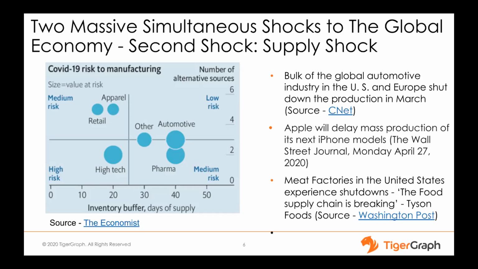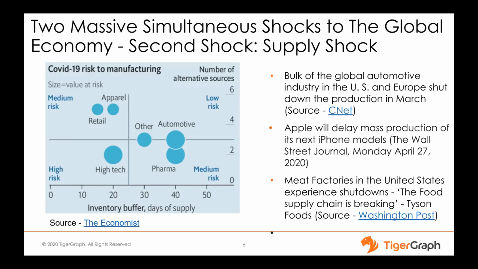Apple is one of the best-run supply chains in the world. They plan for all contingencies. At least they try to. The Wall Street Journal reported just a couple of days back on Monday that Apple will delay the mass production of its new iPhone models.